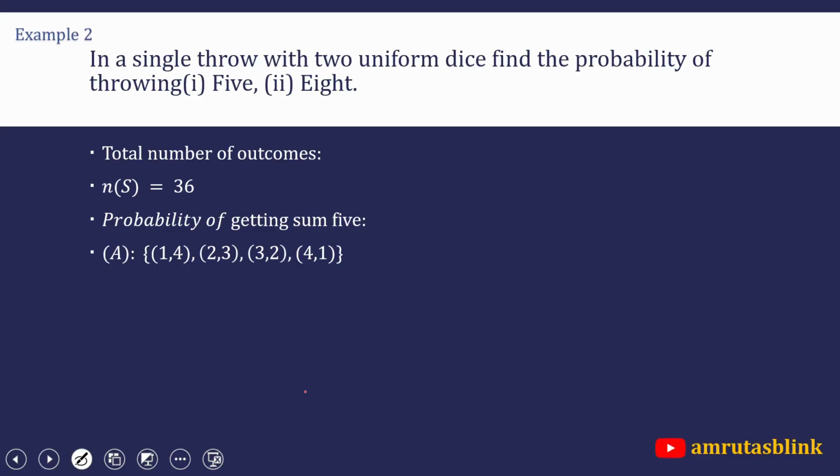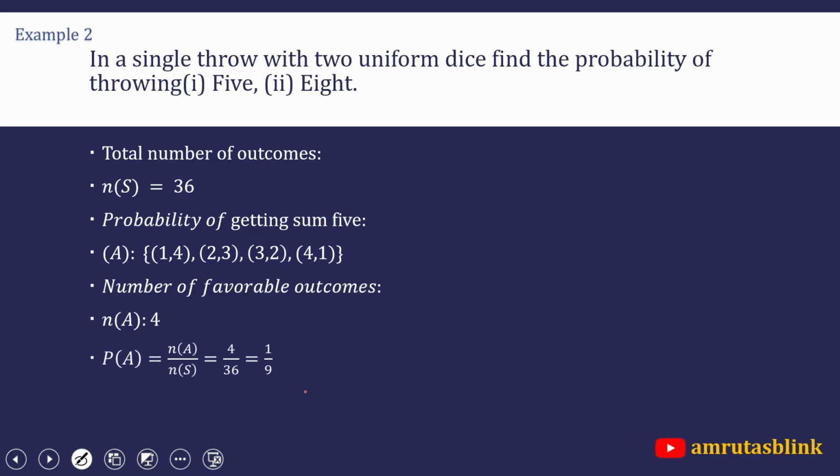So, we can define event A as (1,4), (2,3), (3,2) or (4,1). So, what is n(A)? That is, the number of favorable outcomes in this event is 4. Now, n(S) is already there, which is 36, and hence the probability of this event A, that is the probability of getting sum equal to 5, is n(A) upon n(S), which is equal to 4 upon 36, which is equal to 1 by 9.